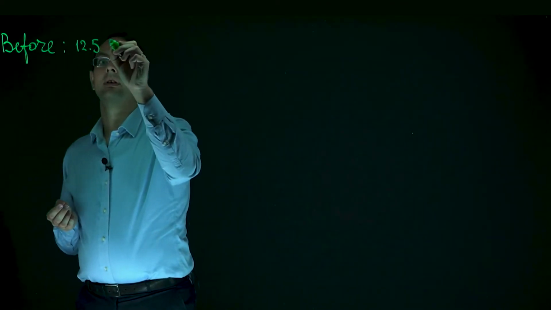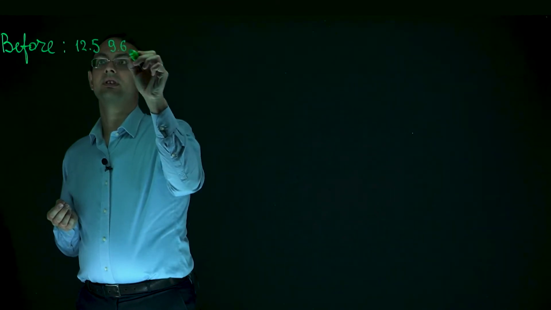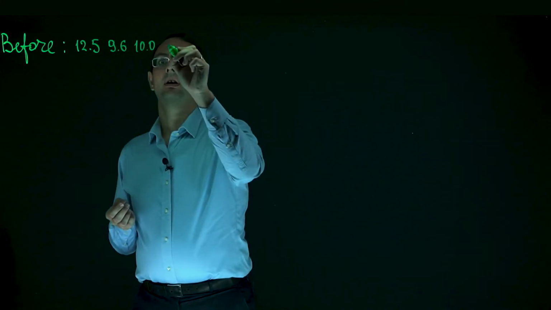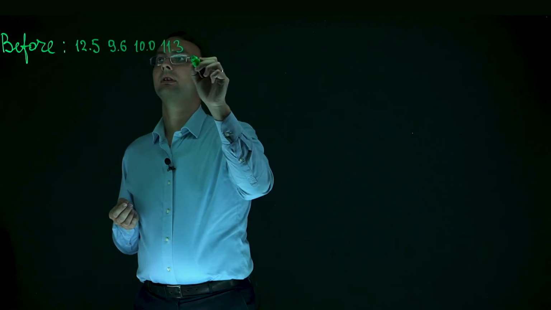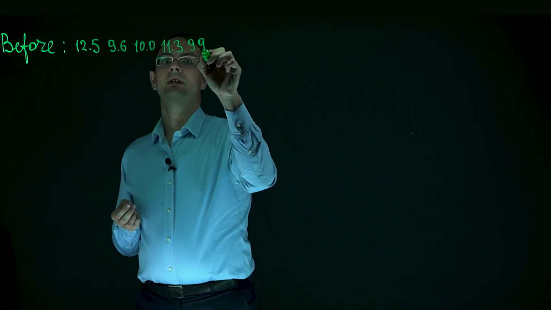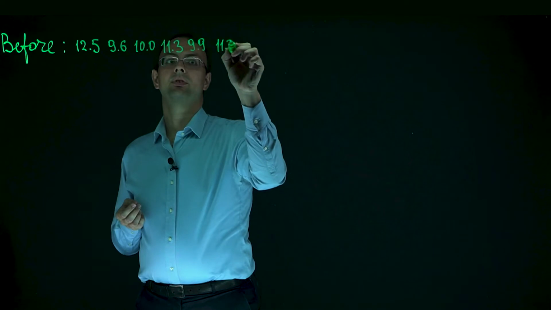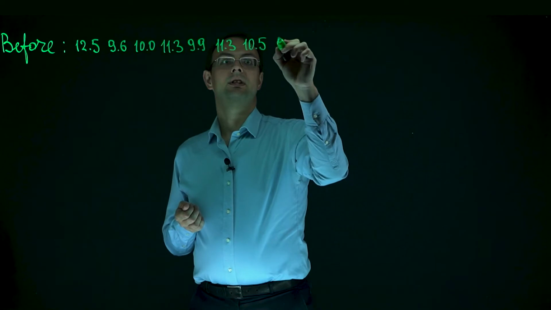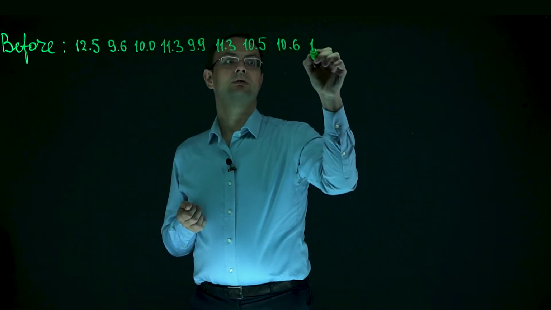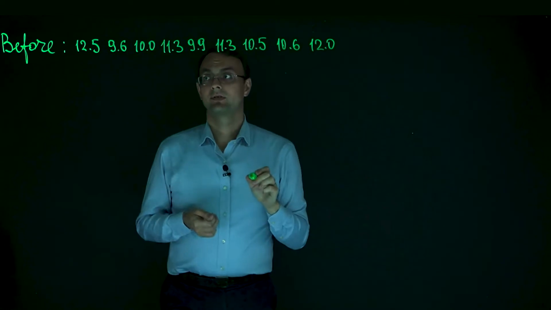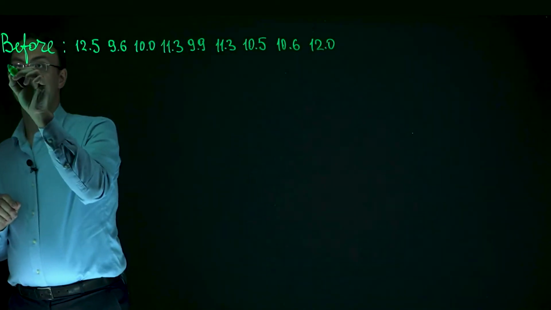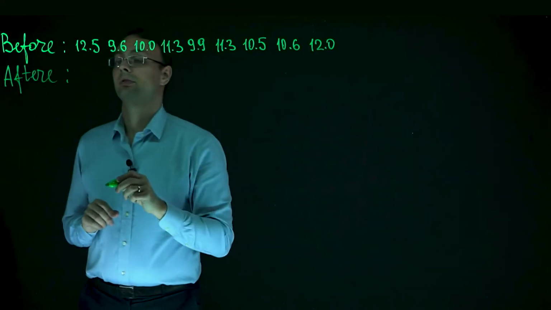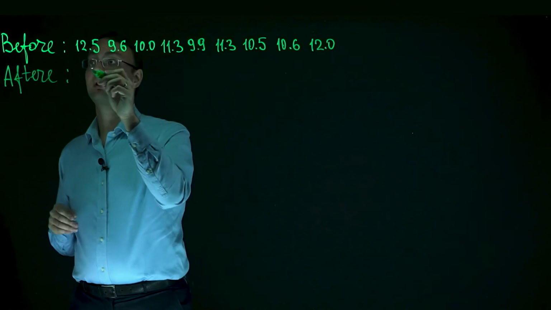12.5, 9.6, 10.0, 11.3, 9.9, 11.3, 10.5, 10.6, and 12.0. So these are results before, and these are the results of the same athletes after completing the training program.